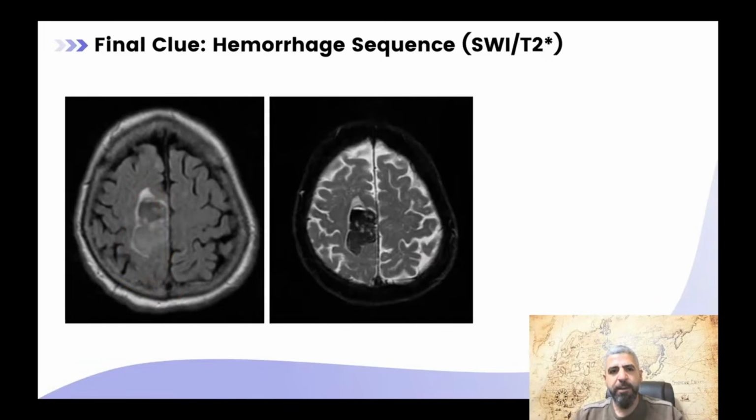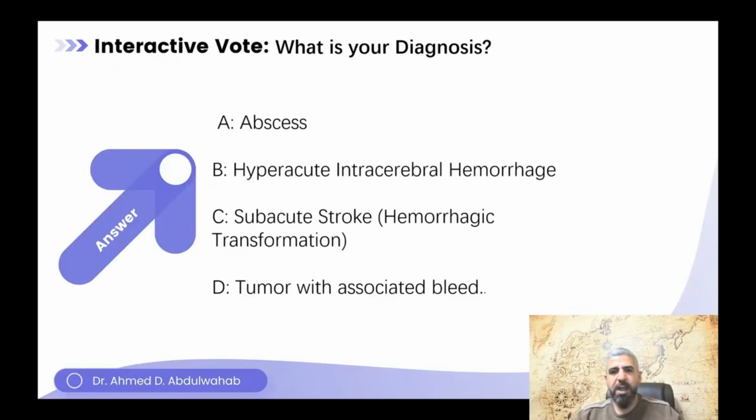And what do we have here? We have these. This is the FLAIR and this is the SWI. There is a marked drop of signal in the lesion. Okay, so there's massive blooming. But why did it look subtle on CT scan? So what's your diagnosis now?